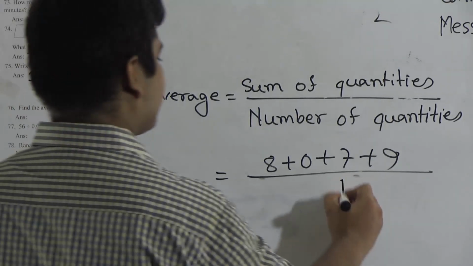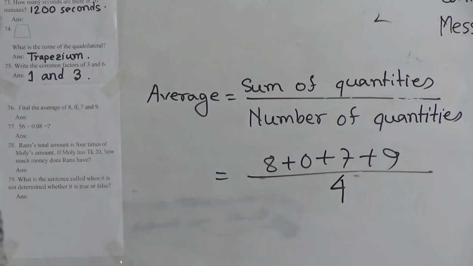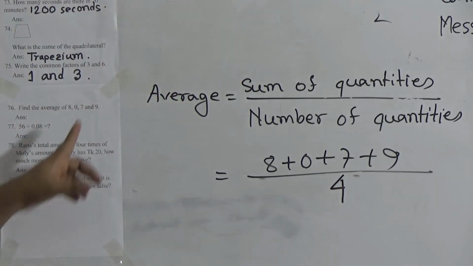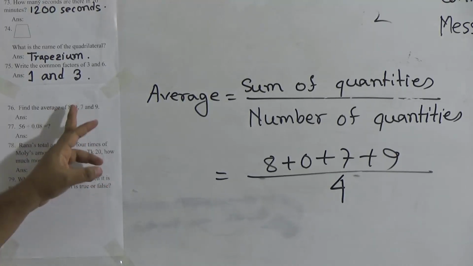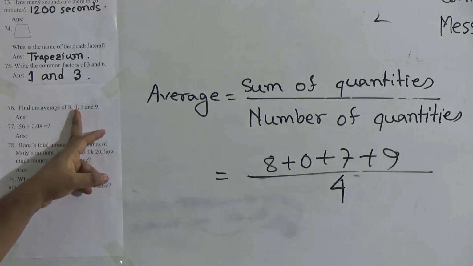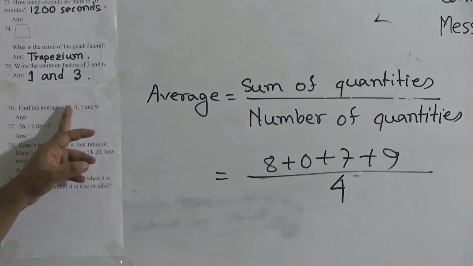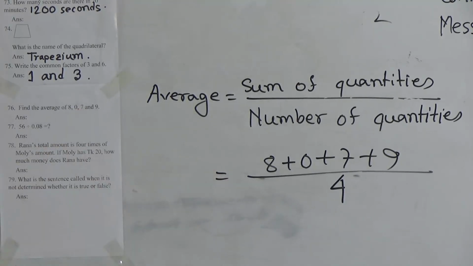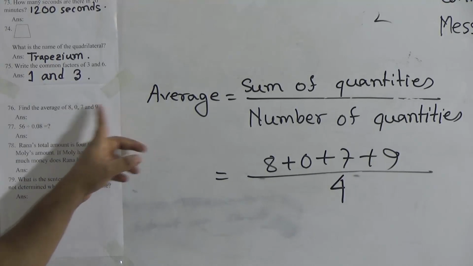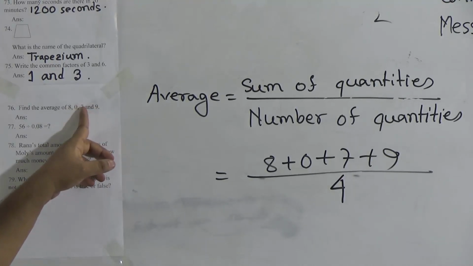So 4 quantities. My dear students, please notice here, some of you neglect this 0, but it is wrong. If you don't count this 0 as a number, then it will be absolutely wrong and your answer will be wrong also. So how many data are there? There are 4 data, 1, 2, 3 and 4.